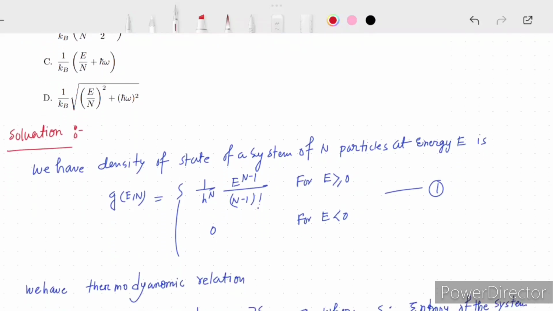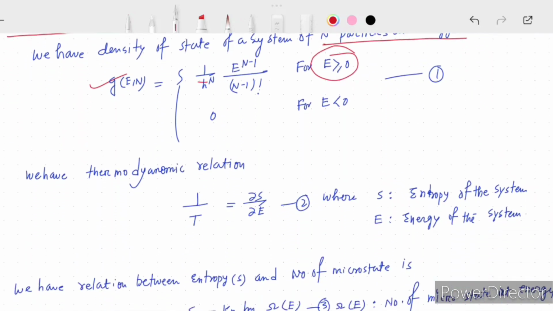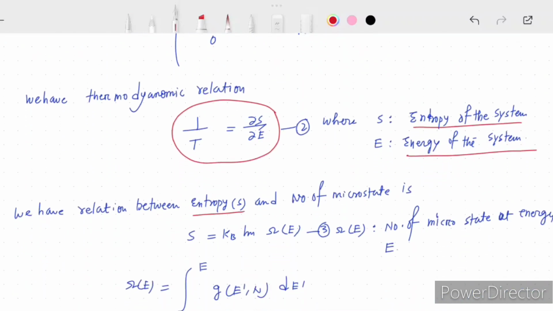Okay, so we have the density of state of the system of n particles with energy given by 1 upon h cut to the power n, E to the power n minus 1 upon n minus 1 factorial for E greater than 0, and 0 for E less than 0. And we have the thermodynamic relation between temperature and entropy: 1 upon T equals delta S upon delta E. S is the entropy of the system, E is the energy of the system. Now the relation between entropy and the number of microstates is S equals Kb ln omega, where omega is the number of microstates at energy E.